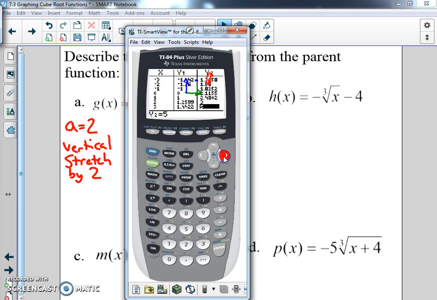And when I look at it, the transform function does go through 3, 5. Originally we went through 0, 0. That was our point of symmetry. We moved to the right 3 and up 5.